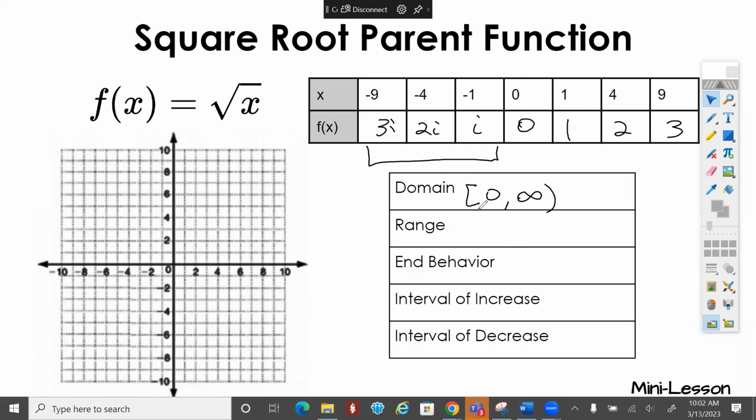So brackets mean that it touches it. Parentheses means that it does not touch it. Okay, so other words that you might see is inclusive, non-inclusive.